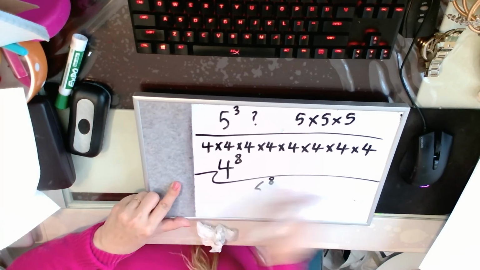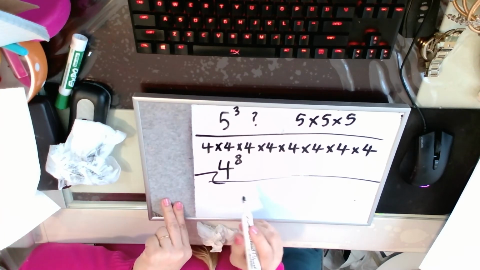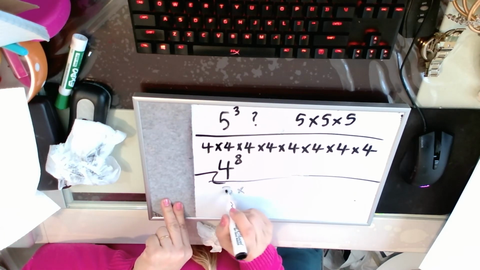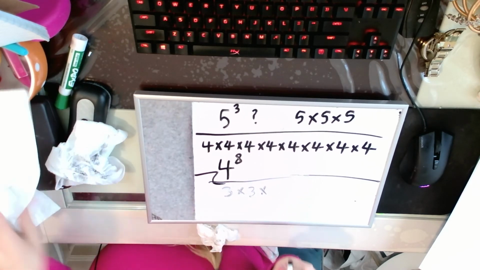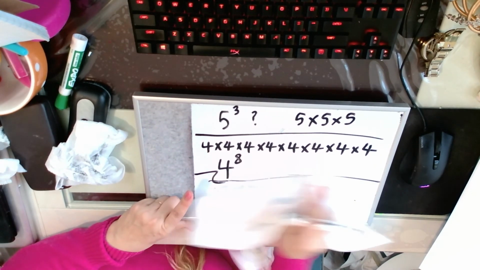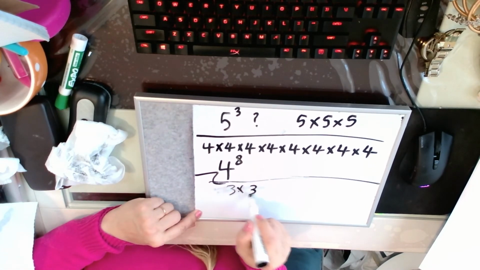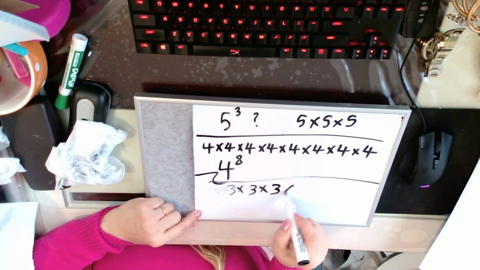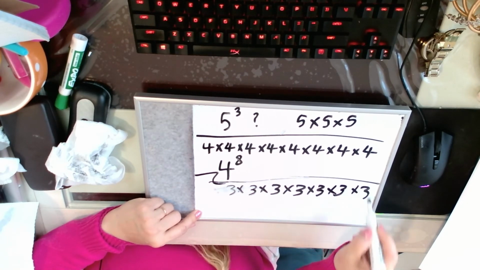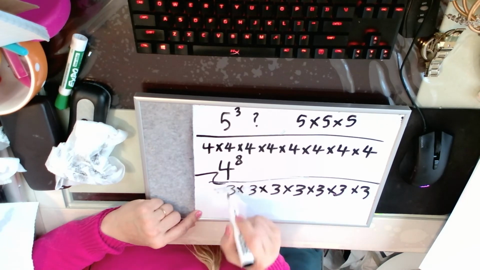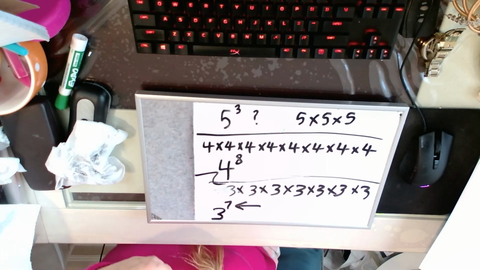Same thing, if they said which is equivalent to 3 times 3 times 3 times 3 times 3 times 3 times 3. Count: 1, 2, 3, 4, 5, 6, 7. So it's gonna be 3 to the power 7. This is an exponent.